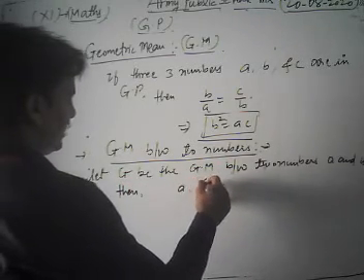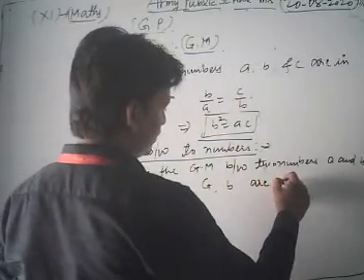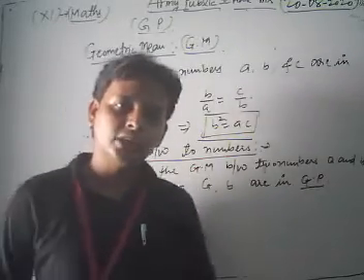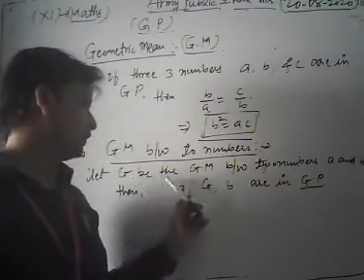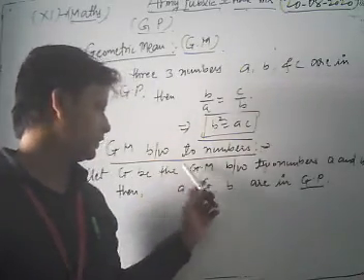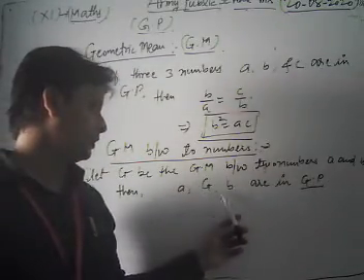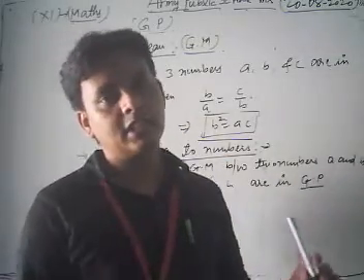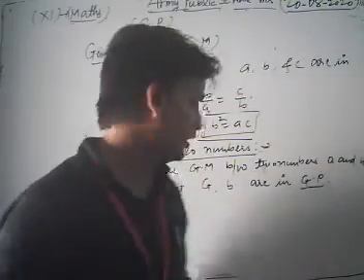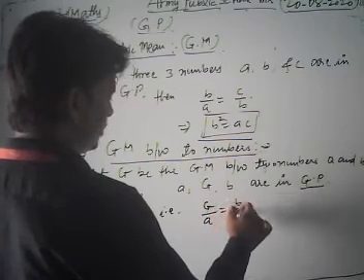Then A, capital G and B are in what? Are in GP. Dear students, if capital G is the geometric mean between two numbers A and B, then A, capital G and B are in GP. Is it clear? If three numbers are in GP, then their common ratio will be the same. That is, G upon A is equal to B upon G.